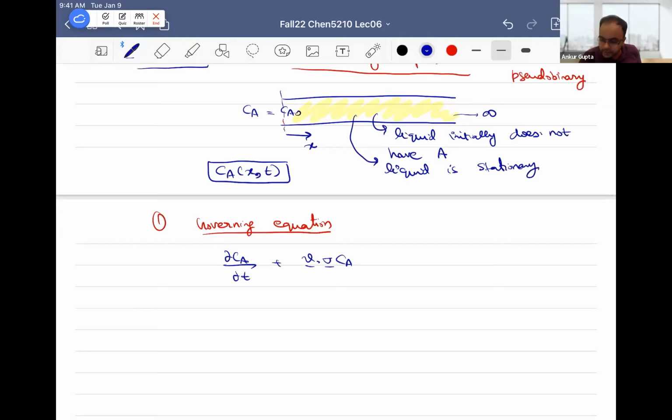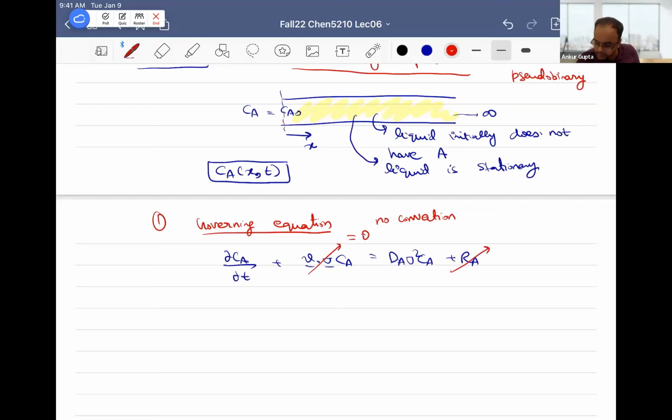V dot del Ca is equal to dA del square Ca plus Ra. This is my governing equation, right? So we say there is no convection because the liquid is stationary. If the liquid was moving, then I would actually take into account this.